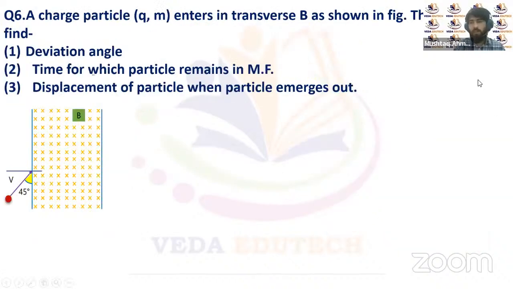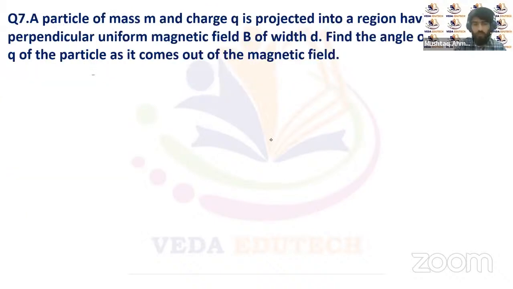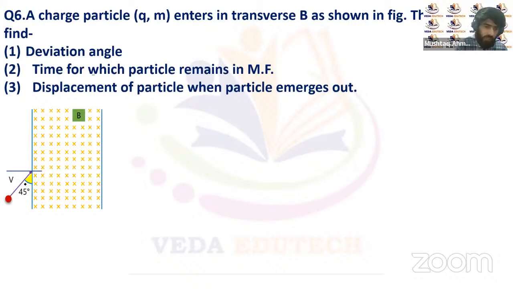Now, let's discuss this important question. There is a charged particle that enters a transverse magnetic field as shown in the figure, then find the deviation angle. Let's suppose this charged particle enters at an angle of theta here.